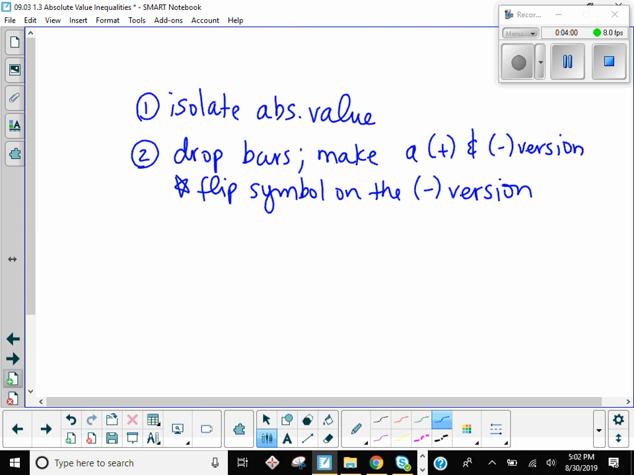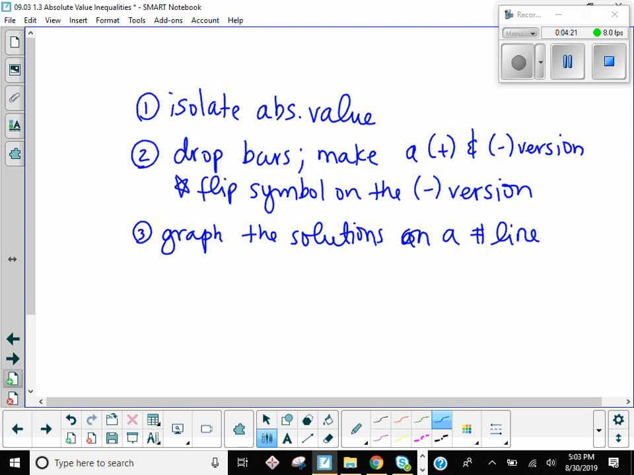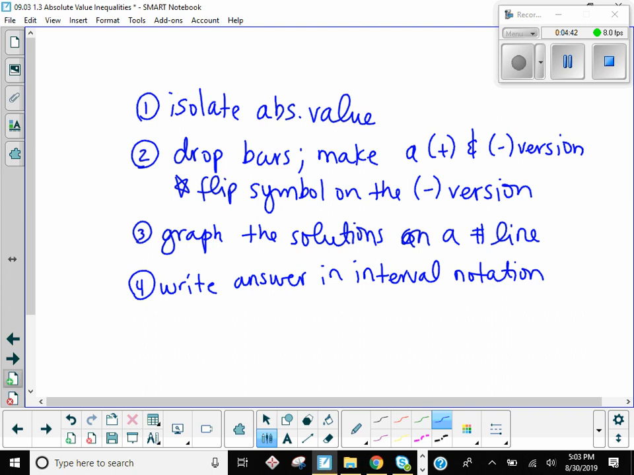The next thing you're going to do is graph the solutions on a number line. This will help us to write our answer in interval notation, which is the last step. Remember, interval notation is the easy one that you just use the number line to model. If it has parentheses, you write the parentheses. If it has a bracket, you write the bracket.